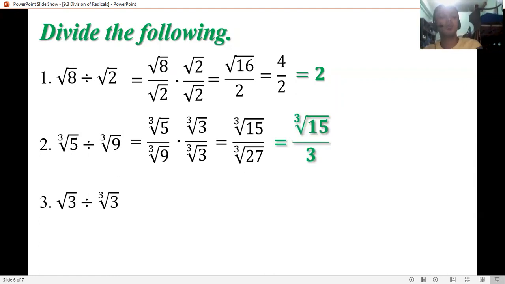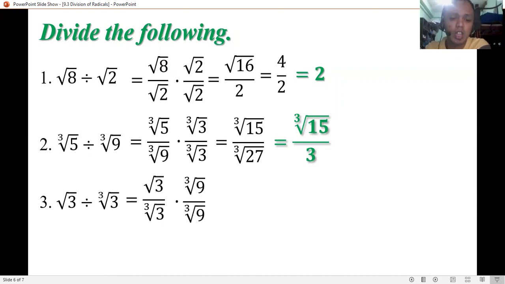Okay? Number 3, square root of 3 divided by cube root of 3. Magkaiba na naman yung index, no? Rewrite natin siya into, or ito, may shortcut method. Rationalize ka agad para hindi masyadong mahaba yung solution. Square root of 3 times cube root of 9, then cube root of 3 times cube root of 9. Parang binaliktad ko lang to. Okay? Ito pala, sorry.